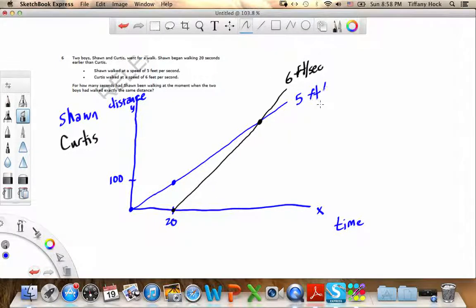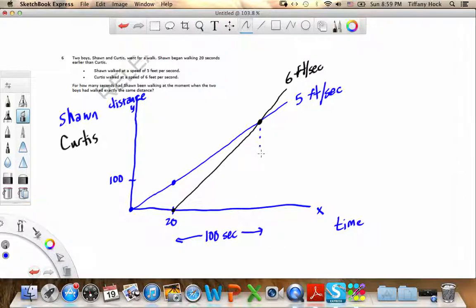So if you think about that, that means every second Curtis is getting 1 foot closer to Sean. He's making up 1 foot every second. He's closing that gap between the two of them 1 foot every single second until that gap gets so small that it's back to 0. So he was 100 feet behind, and he's making up 1 foot every second. That means he needs an extra 100 seconds to close that gap.